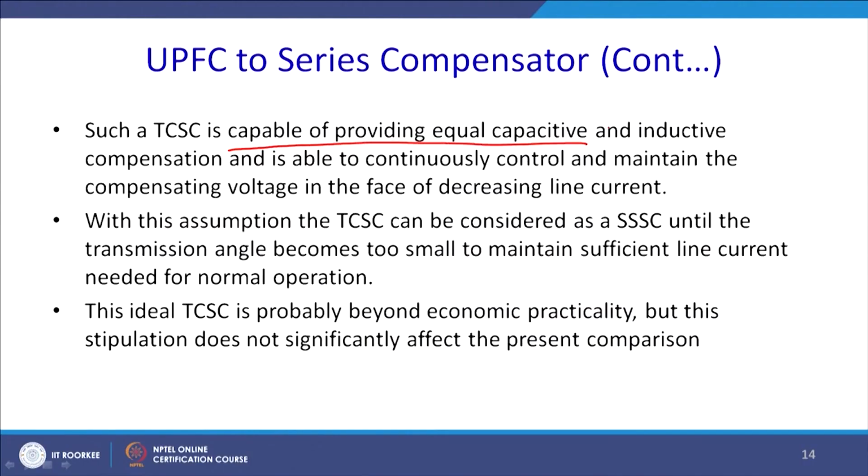Such a TCSC is capable of providing equal capacitive and inductive compensation, and able to continuously control and maintain the compensating voltage in the phase of the decreasing line current. With the assumption that TCSC can be considered as SSSC until the transmission line angle becomes so small that it cannot maintain the sufficient line current needed for normal operation. An ideal TCSC is probably beyond economic practicality, but simulations do not significantly affect the present comparison.